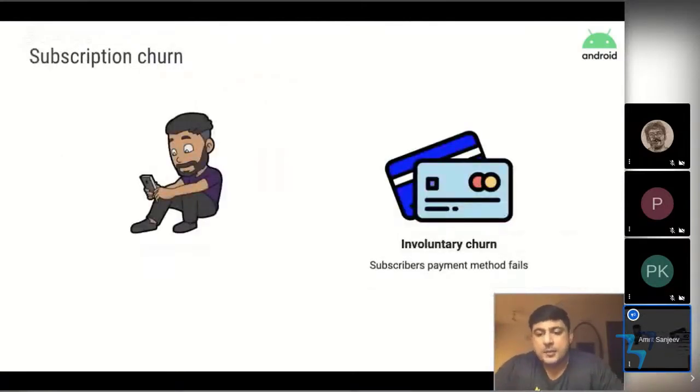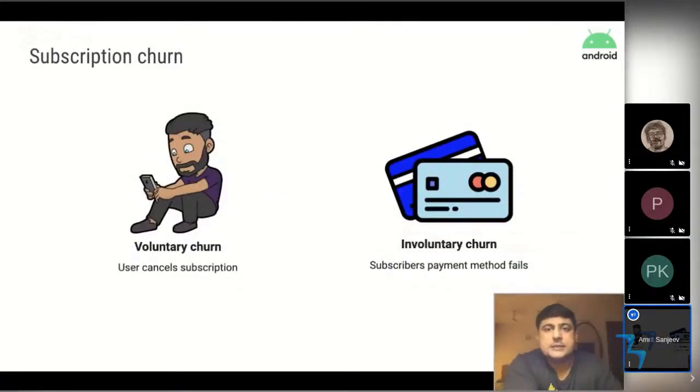Now, subscription churn can happen in two ways. One is voluntary churn, where the user goes ahead and cancels the subscription. The other is involuntary churn, where the subscription payment method fails, like your credit card has expired, or the payment instrument is not passing the risk analysis. There are two reasons, and you attack these two problems in slightly different ways. I'll talk about some of the techniques you can use to help your app retain your users.